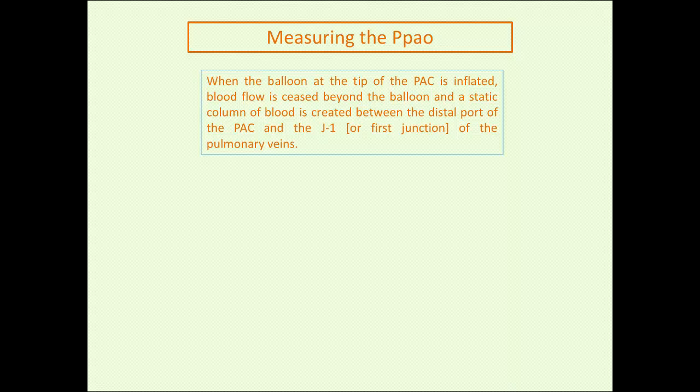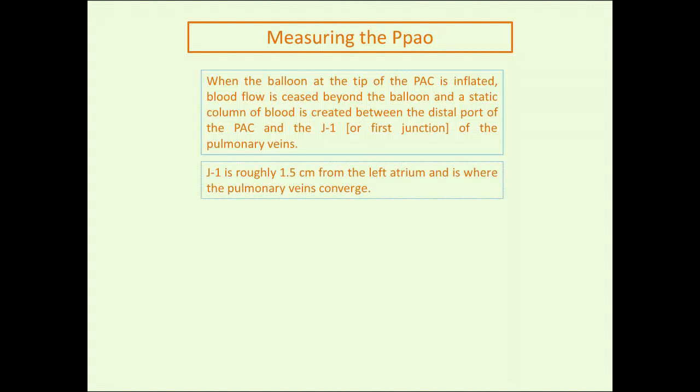So when the balloon at the tip of the pulmonary artery catheter is inflated, blood flow is ceased beyond the balloon, and a static column of blood is created between the distal port of the pulmonary artery catheter and the J1, or first junction of the pulmonary veins. The J1 junction is about 1.5 centimeters away from the left atrium. And this is truly where the pressure of the pulmonary artery occlusion pressure is being measured.